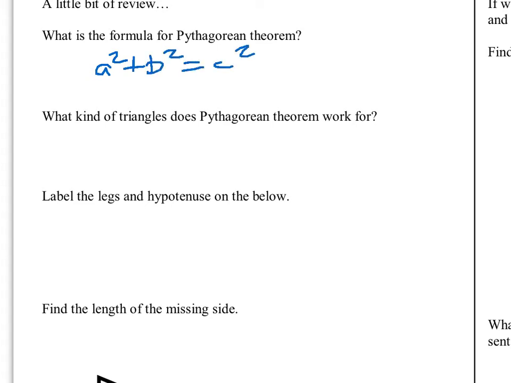Perfect. What kind of triangles does Pythagorean Theorem work for? It only works for specific kinds of triangles. Anthony. Only right triangles. I'm going to put that only out there just as a point of emphasis.